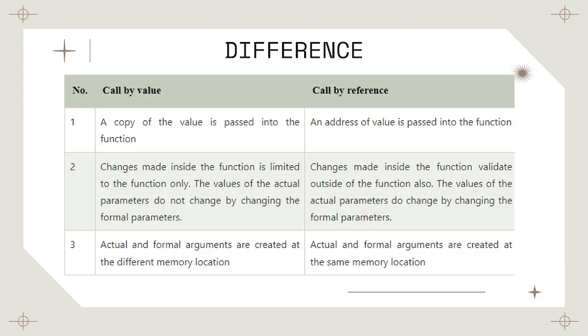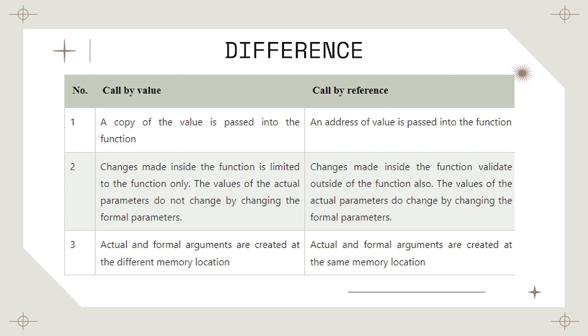Now coming to the differences between call by value and call by reference. In call by value, a copy of the value is passed into the function, whereas in call by reference, an address of the value is passed into the function. In the case of call by value, the changes made inside the function are limited to that particular function. The values of the actual parameters do not change because you are passing a copy of it. In call by reference, changes made inside the function are valid outside the function also. The values of the actual parameters do change by changing the formal value.